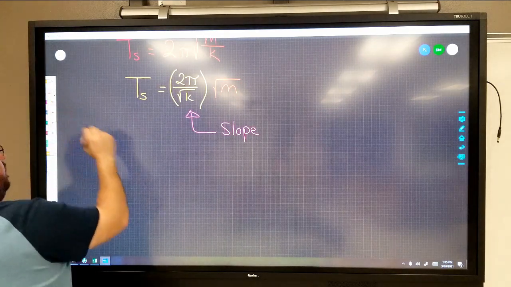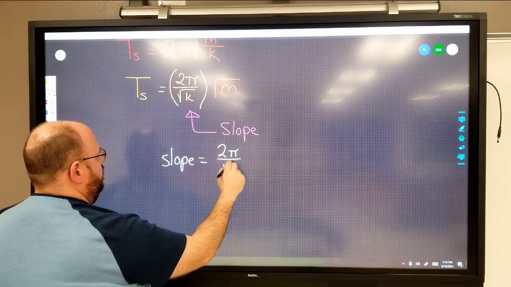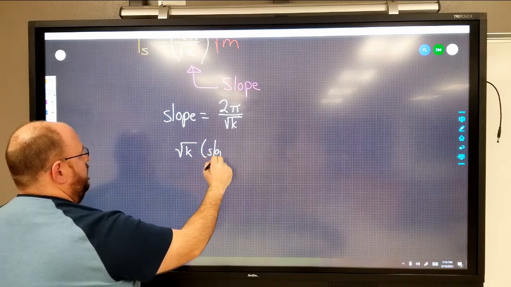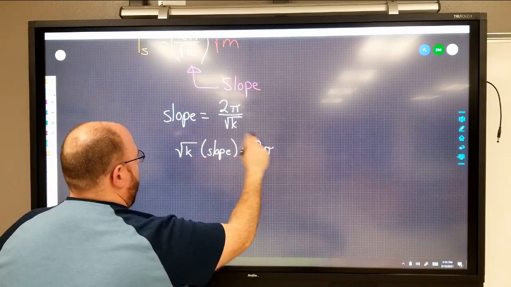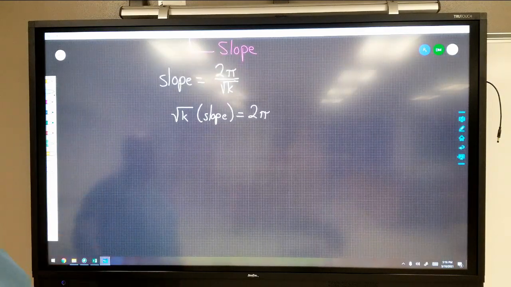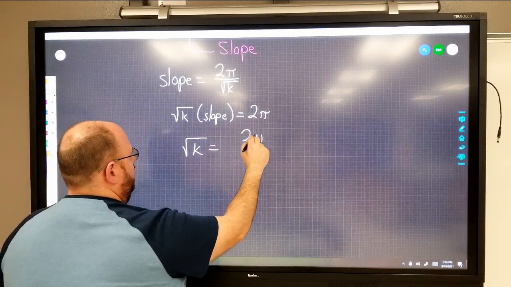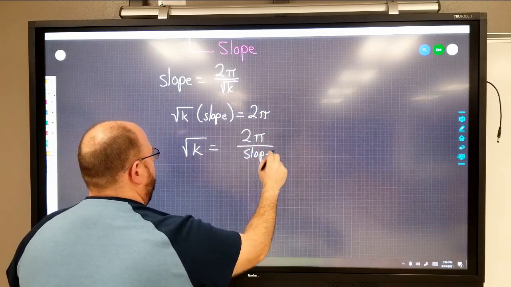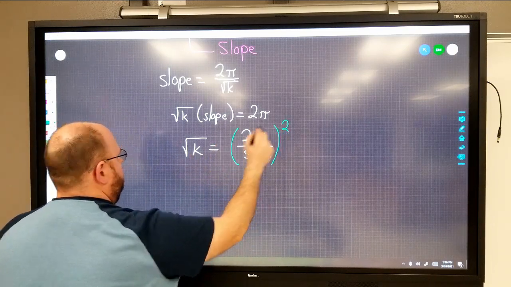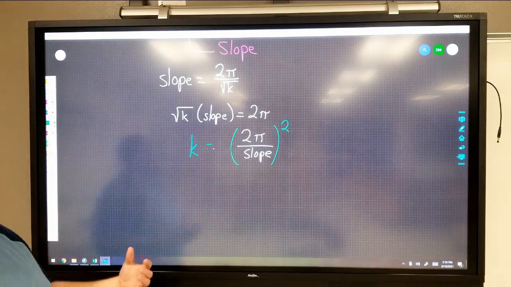So slope equals 2 pi over the square root of k. Multiply both sides by the square root of k. And I really wish we had a better symbol for slope than m, because m is mass, it's going to get really confusing if I use m for slope right here. And so if I divide both sides by slope, the square root of k equals 2 pi over the slope. And then if I square both sides of that to undo the square root, I get k equals 2 pi over my slope, squared.